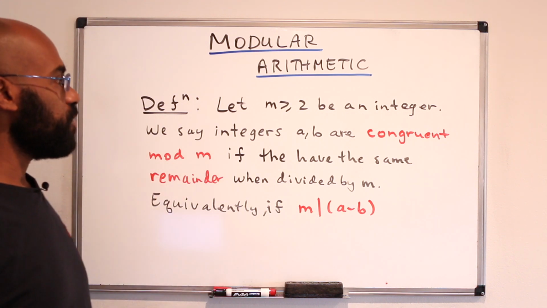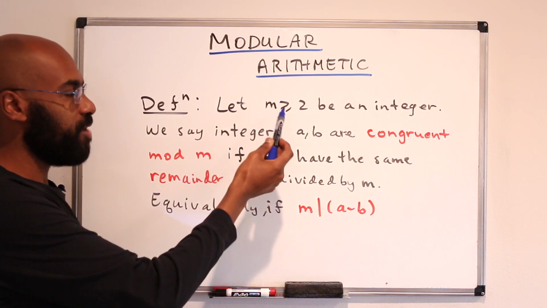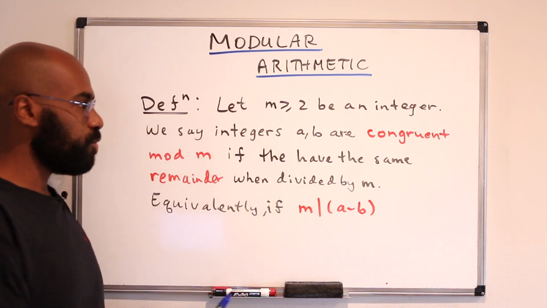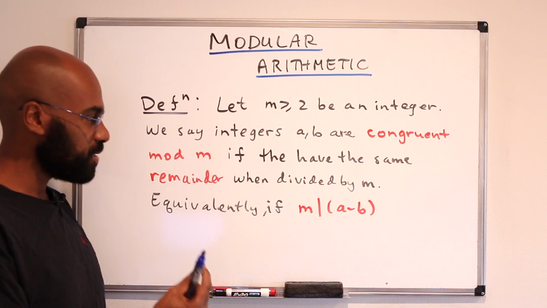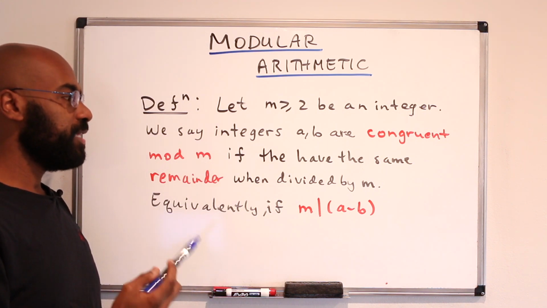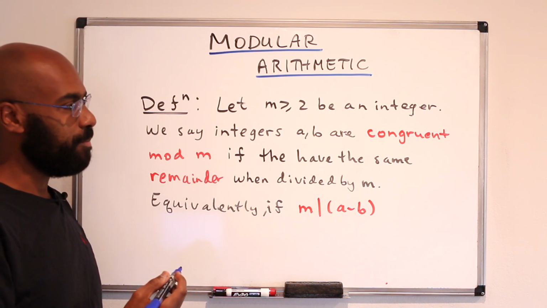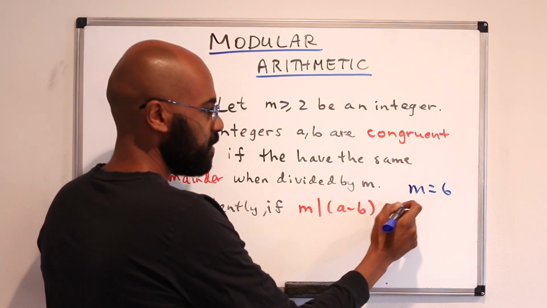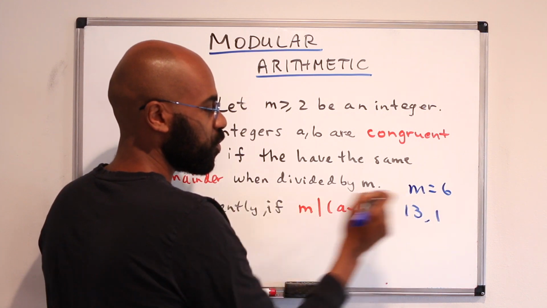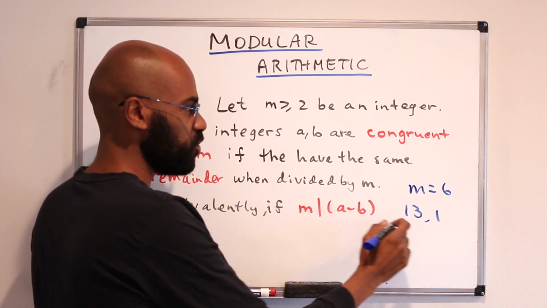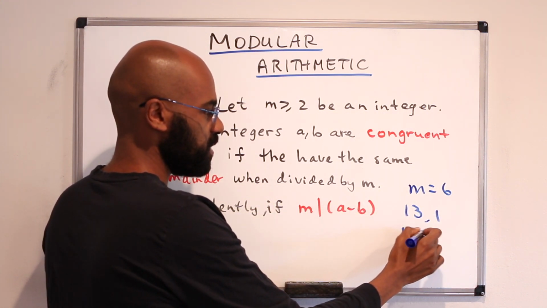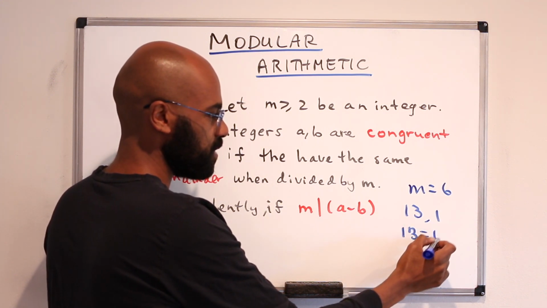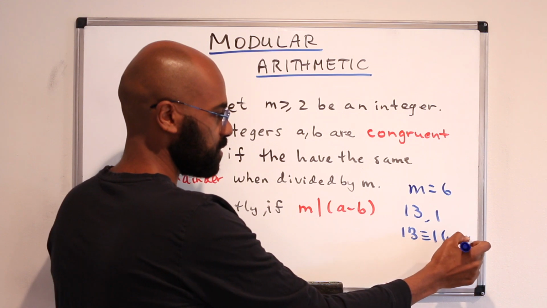So the definition here that we're going to be using is that if you have a positive integer m that's at least 2, and two numbers a and b, we're going to say that a and b are congruent modulo m if they leave the same remainder when you divide by m. So as an example, if you let m be 6, then 13 is congruent to 1 mod 6. And this is usually written as 13 with these 3 horizontal lines, meaning equivalent to 1 mod 6.